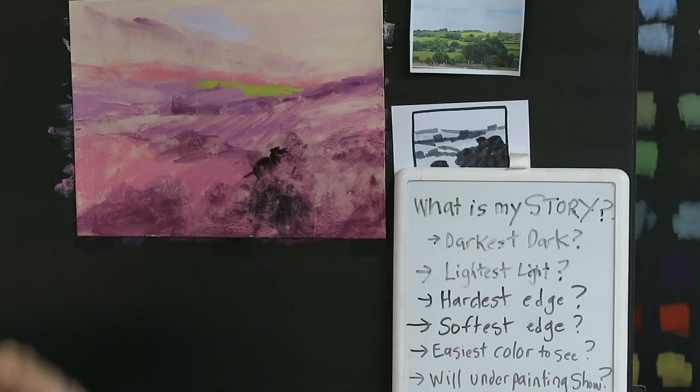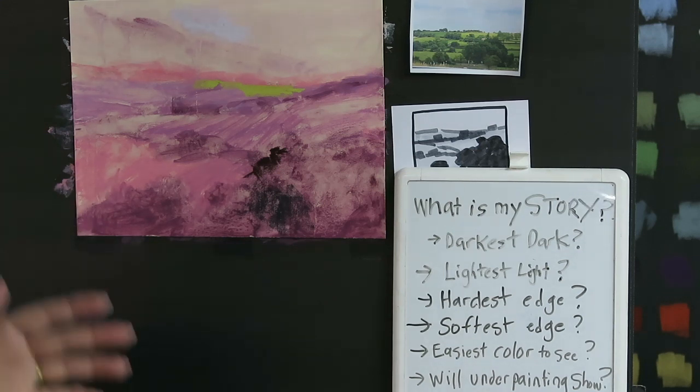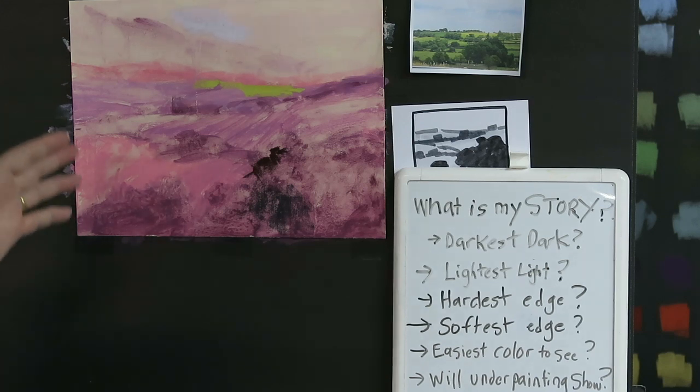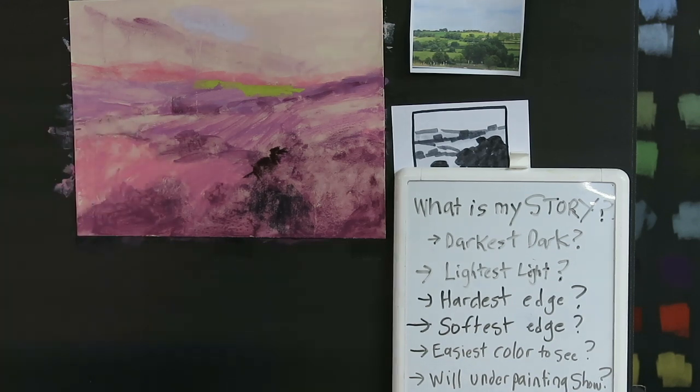Then the final question is, will I allow my underpainting to show? And sometimes you don't have control over this because we just get carried away and we cover everything up, and that's fine. But if you have an underpainting that you really like and you want it to show, ask yourself, do I really want it to show? And if yes is the answer, then you have to use a very light touch for most of the painting so that these colors will peek through.